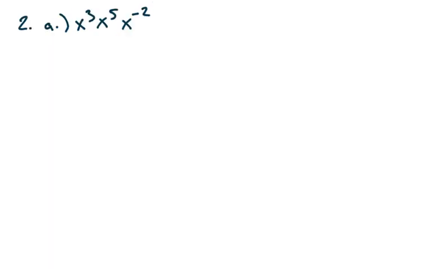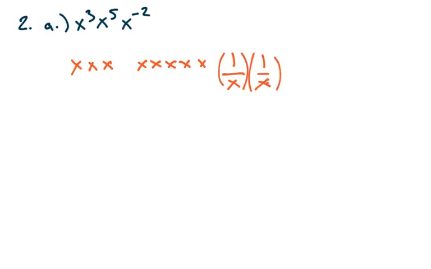Let's just keep going. All right, in 2a, we're going to be multiplying things together. Now remember, this means that I have 3 x's, and then I have 5 x's, and the last one means I have 1/x twice. So what's going on here? Well, let's take the first part. If I have 3 here and I have 5 here, then that means I have a total of 8 x's, hence x to the 8th.